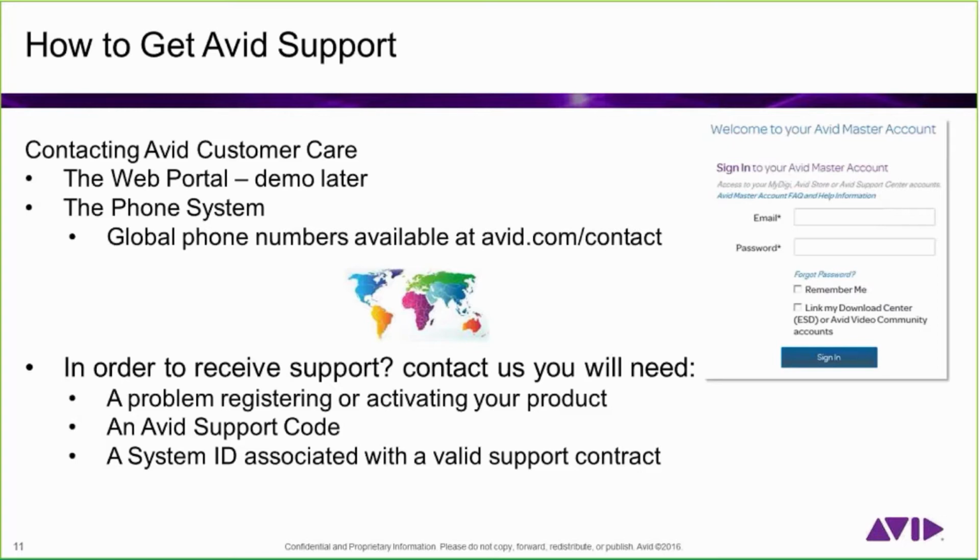You've got a problem registering or activating. The second thing, an Avid support code. The third, a system ID with a valid support contract associated with it. So now Chris is going to take us through case lifecycle management and a demonstration of the support portal. Chris?